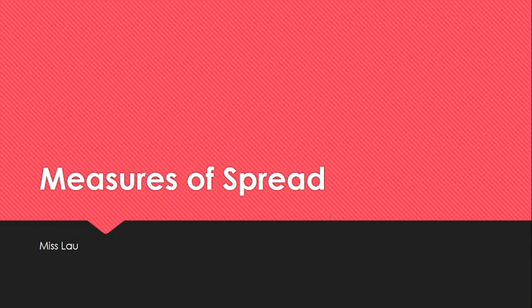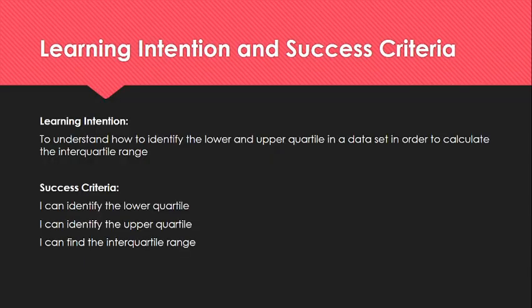So today we're going to be learning measures of spread. Let's get started. Today's learning intention is to understand how to identify the lower and upper quartile in a data set in order to calculate the interquartile range. And we're going to get used to little short forms on how to write these in a second.